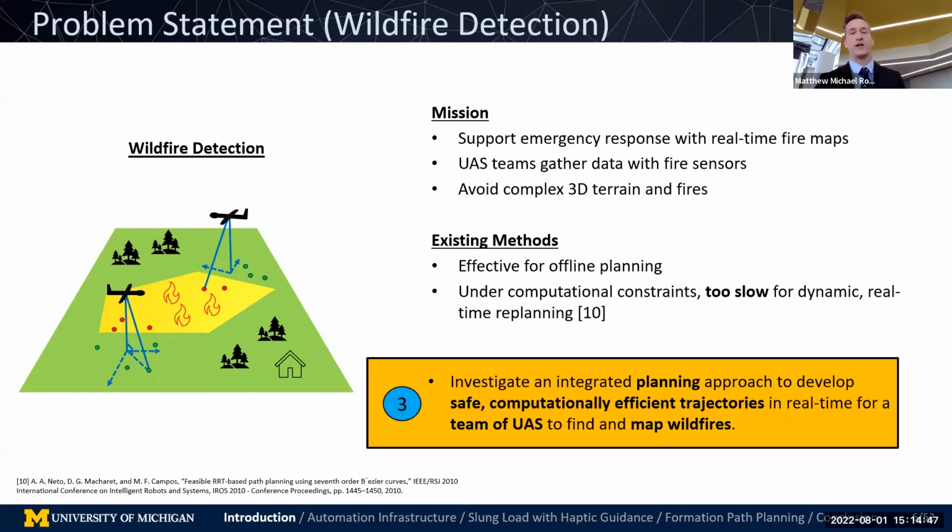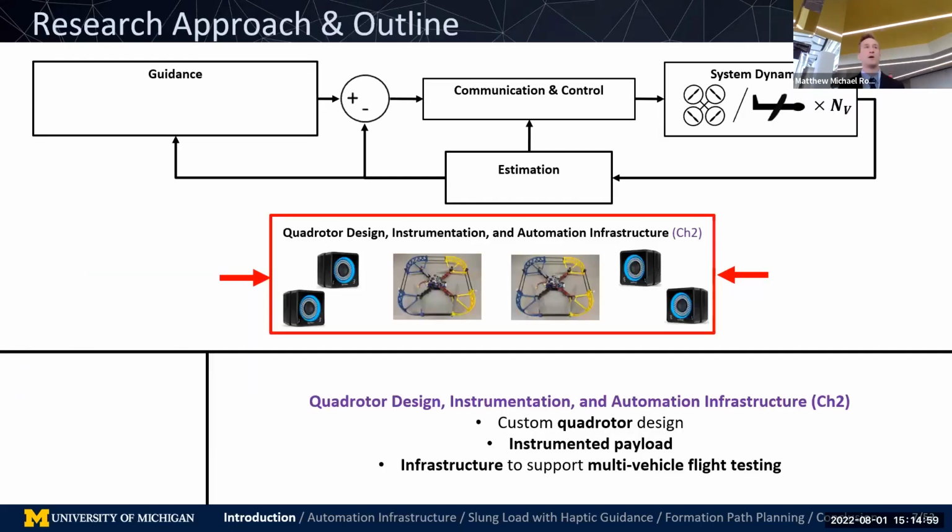And so there's a need for an integrated planning approach that can do safe, computationally efficient trajectories in real time for teams of UAS to find and map wildfires. And that's the third problem statement. Okay, so that was all the problem statements. And now I'm going to share the research approach to address each of those problems.